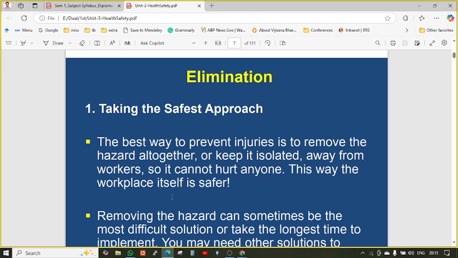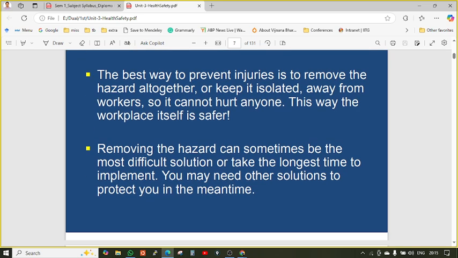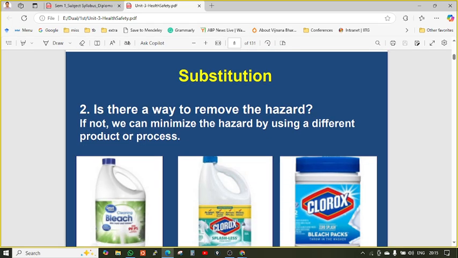Elimination, that is removing the hazard, sometimes is difficult. If it is dark, or it is very necessary to switch the light on, and you cannot eliminate it for any reason, you have to go near the switchboard and operate the switch. So what can you do? There is a naked wire, but you have to run the fan or light. At that condition, you go for the second step, that is called substitution.